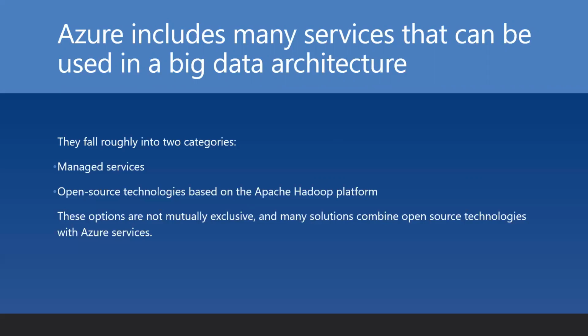What are the open source technologies available in Azure? The open source technologies based on the Apache Hadoop platform, including HDFS, HBase, Hive, Pig, Spark, Storm, Oozie, Sqoop, and Kafka. These technologies are available in Azure, so we can get all of them in the Azure HDInsight service.